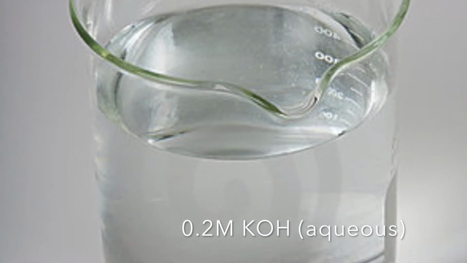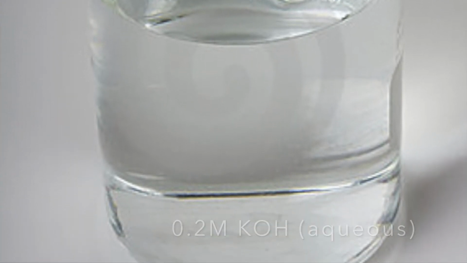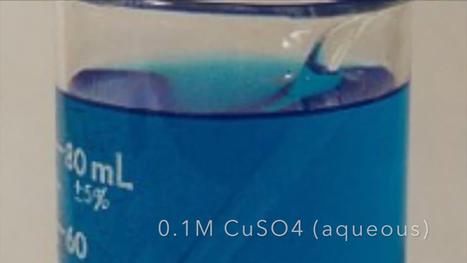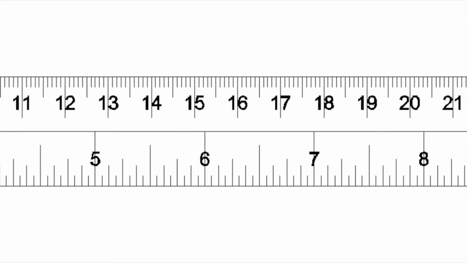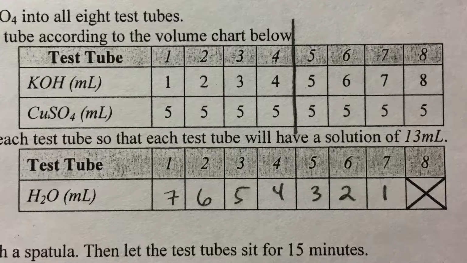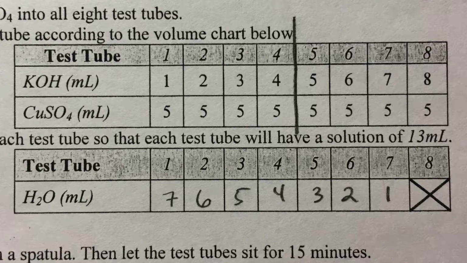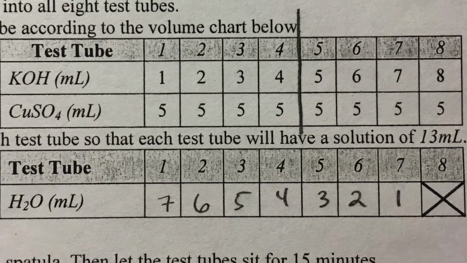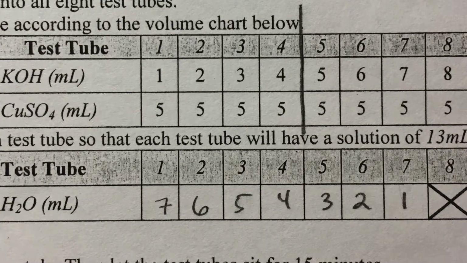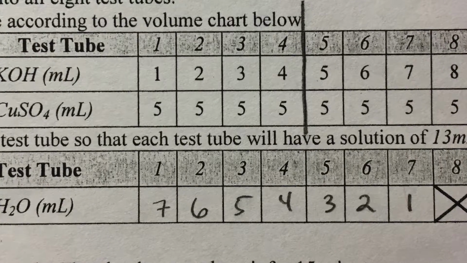Materials. To recreate this lab, you will need 0.2 M potassium hydroxide in one burette, 0.1 M copper sulfate in another burette, 8 test tubes, a spatula, and a ruler. Let's fill 8 test tubes with 5 milliliters of copper sulfate, and start with 1 milliliter of potassium hydroxide in the first tube, adding 1 milliliter for each until you have 8 milliliters of potassium hydroxide in the 8th tube.